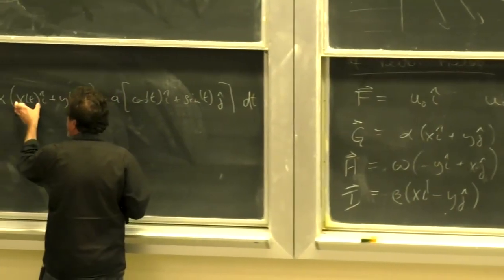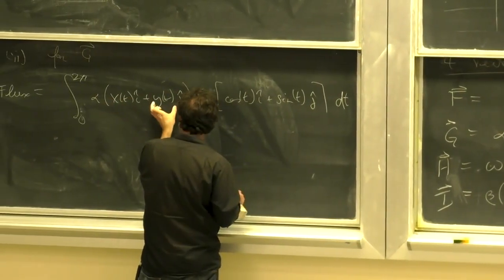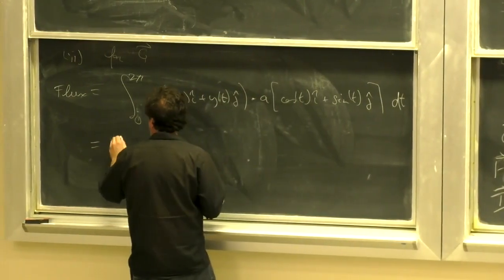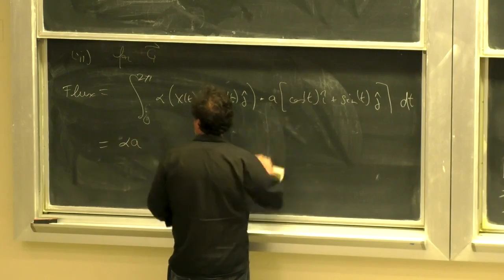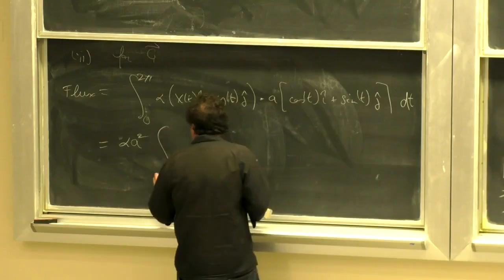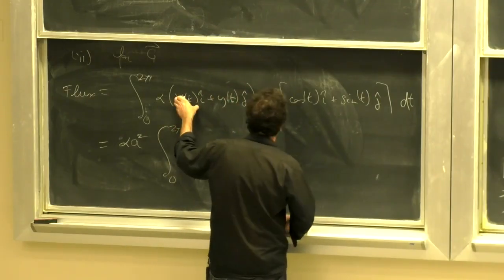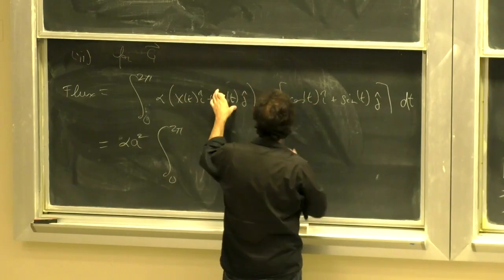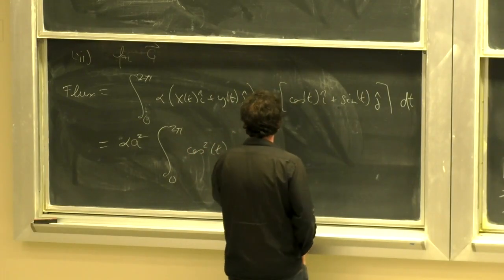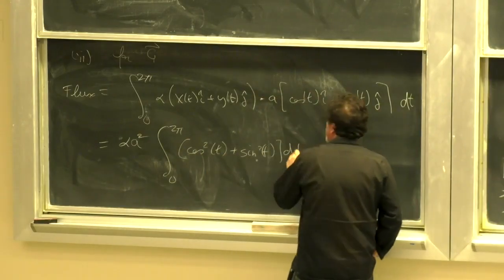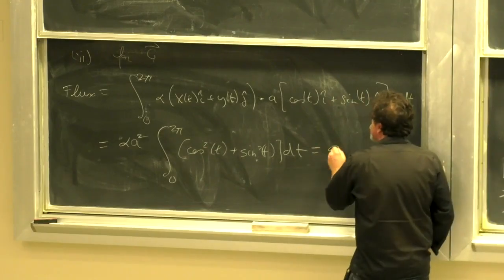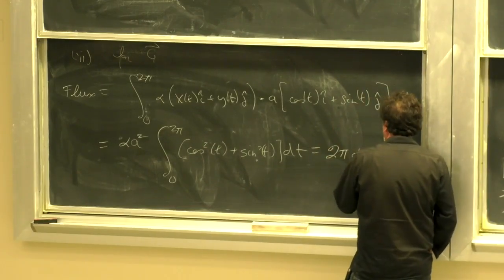So this is a cos t. This is a sine t. I think I said b, but I meant a. A cos t, a sine t. So this is going to give me alpha from here, a from here, a from here. That's the a squared. The integral from 0 to 2 pi, this is cos t times cos t plus sine t times sine t. So that's cos squared t plus sine squared t dt, which is equal to 1. So the whole thing is 2 pi times alpha a squared.